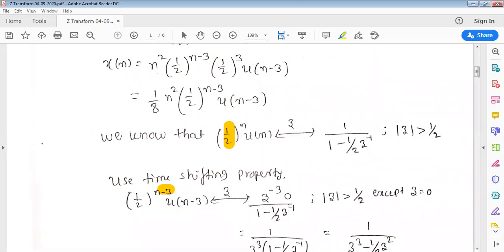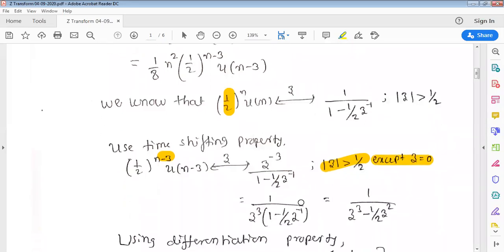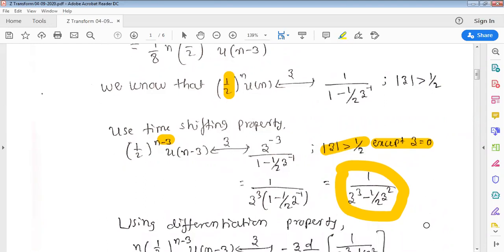So z power minus 3 into 1 by 1 minus 1 by 2 z raised to minus 1, retaining the ROC. But only one thing is, since you added 1 by z power 3, it generates a pole at z equal to 0. That you have to add extra. Okay. So I'll write 1 by z power 3 into 1 by 1 minus 1 by 2 z raised to minus 1, or z cube minus 1 by 2 z square. So I used the basic property of z transform, and I used the time shifting property of z transform, and I got this term. Till now, any doubt?